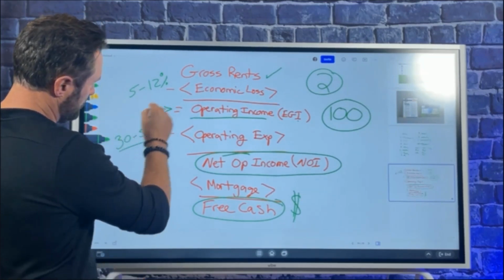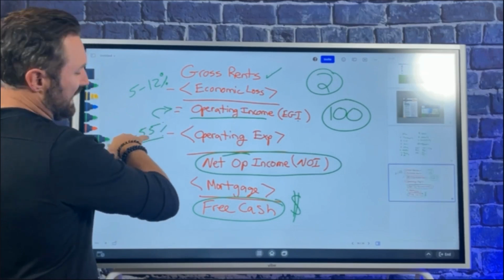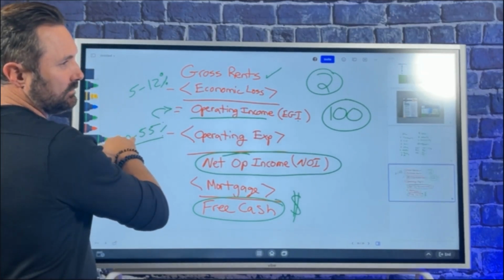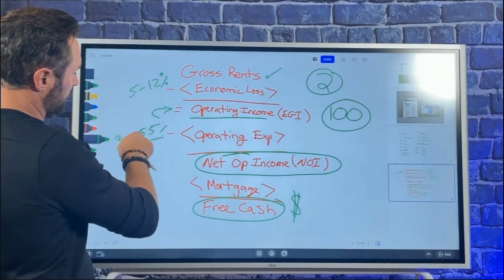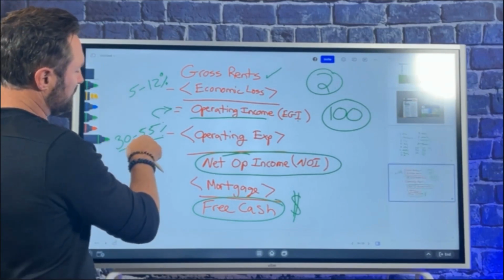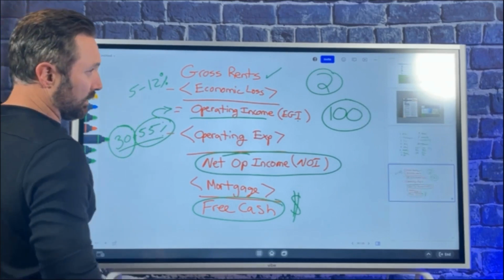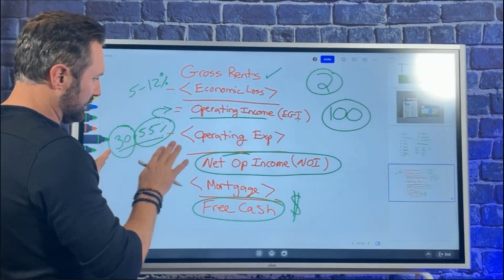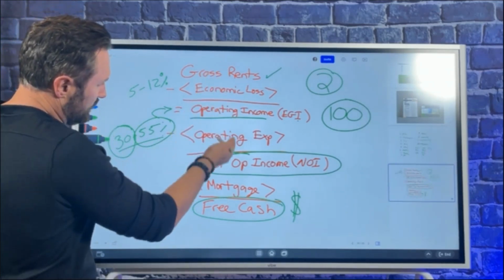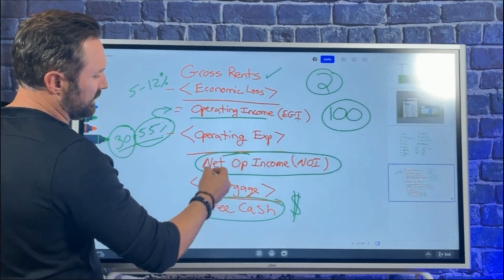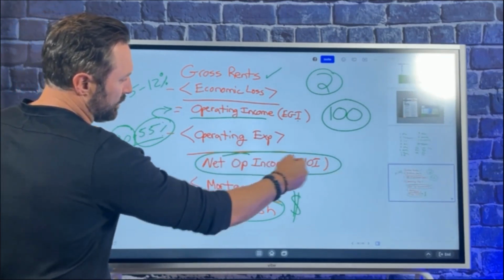It depends on the age of the asset. Newer assets, it's lower. Older assets, it's higher. 1960, 1970 product, you're here. Brand new construction, you're probably here, give or take. Once you take out all of this, you get to this beautiful number called net operating income, NOI.